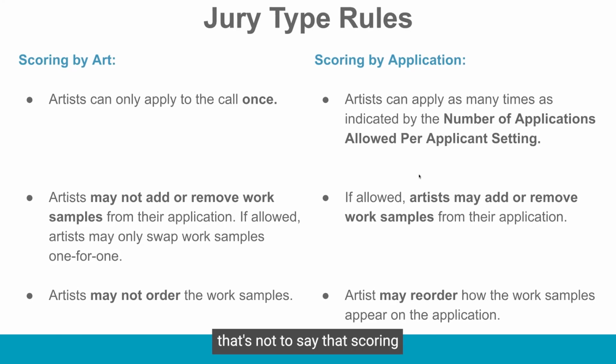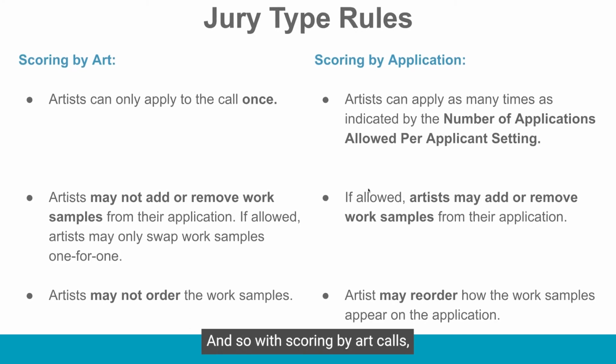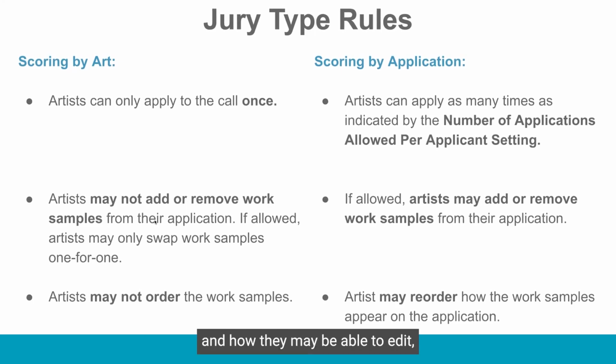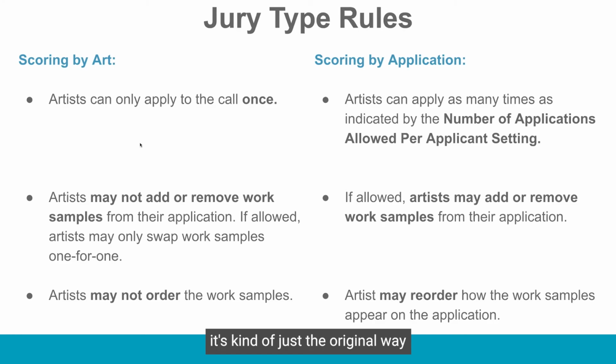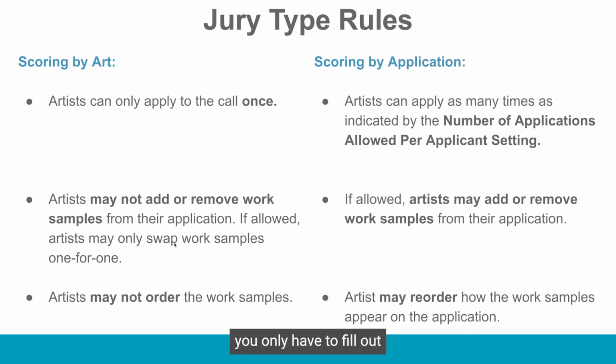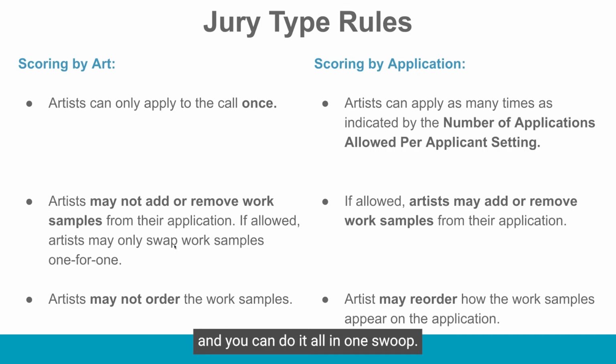That's not to say that scoring by application is better. It's just different because it operates differently. And so with scoring by art calls, even though there's some restrictions to how artists submit and how they may be able to edit, it's the original way that CaFÉ was set up. If you're an artist and you want to apply to 3 entries, you only have to fill out the application once, but you can put in as many entries as allowed, and you can do it all in one swoop.